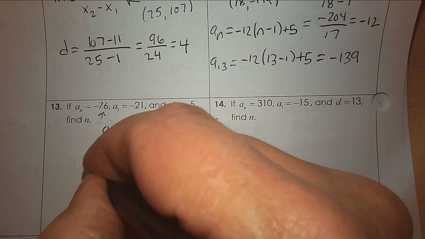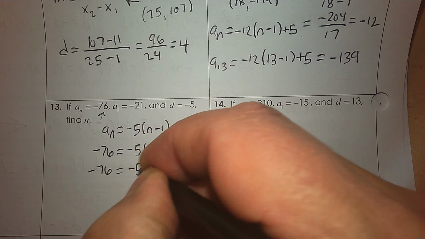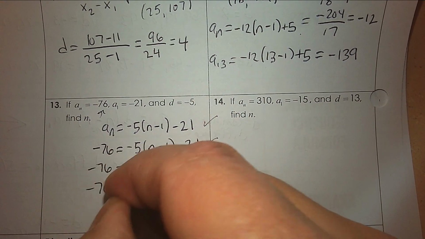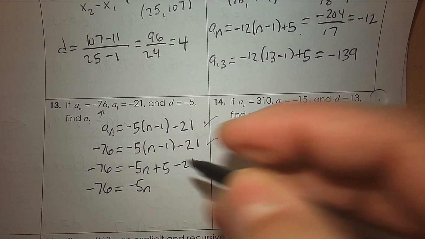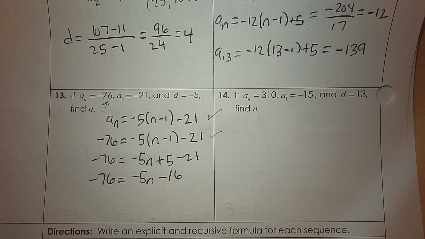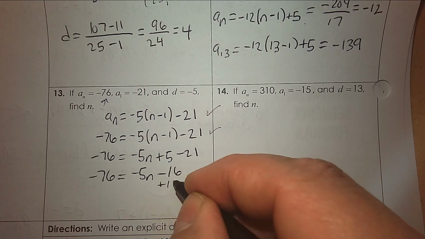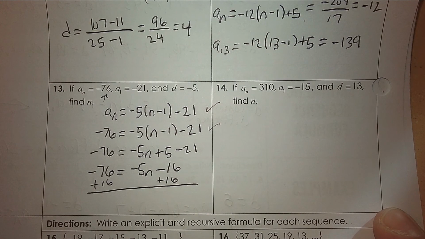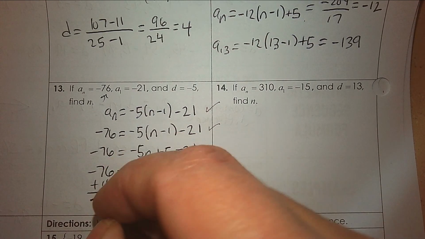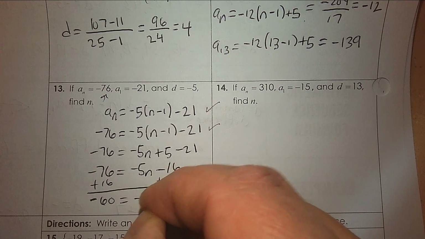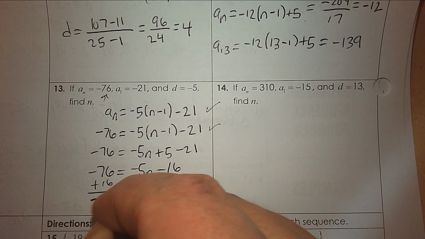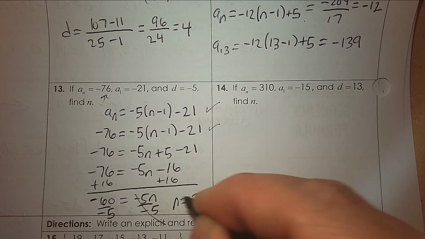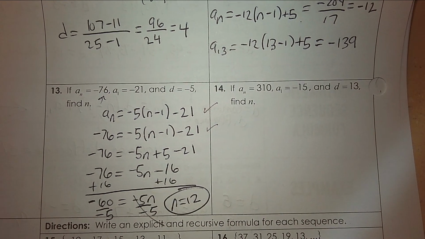So we're going to distribute. So negative 5n plus 5, take away 21. We're going to combine like terms. Then we're going to add 16 to both sides. Negative 76 plus 16 is negative 60. And then divide by negative 5. So what is n equal then? n is the 12th term.